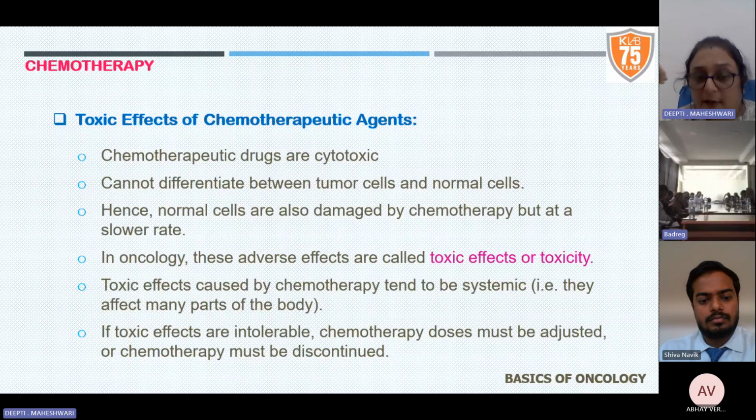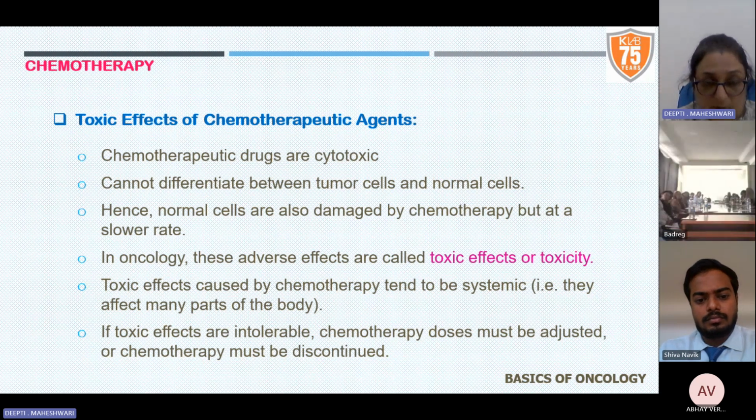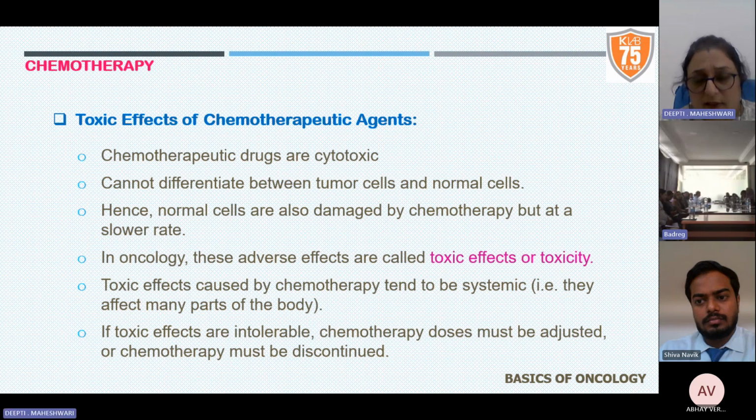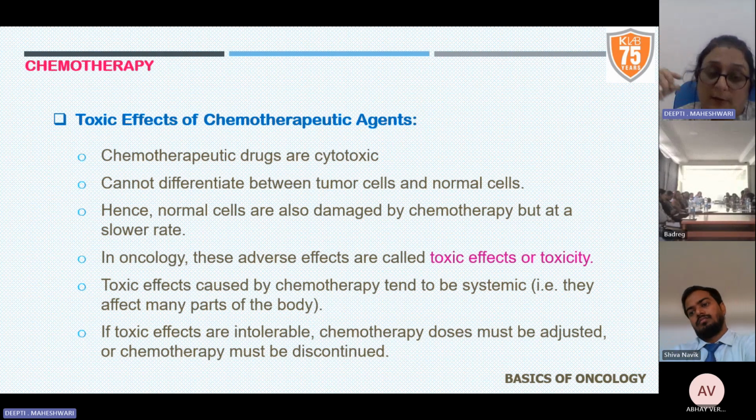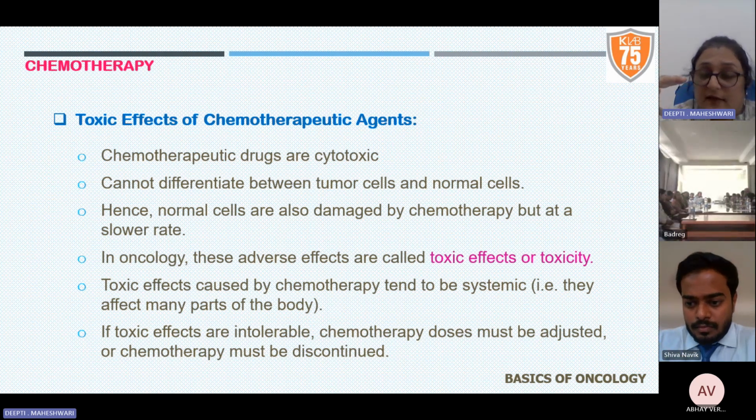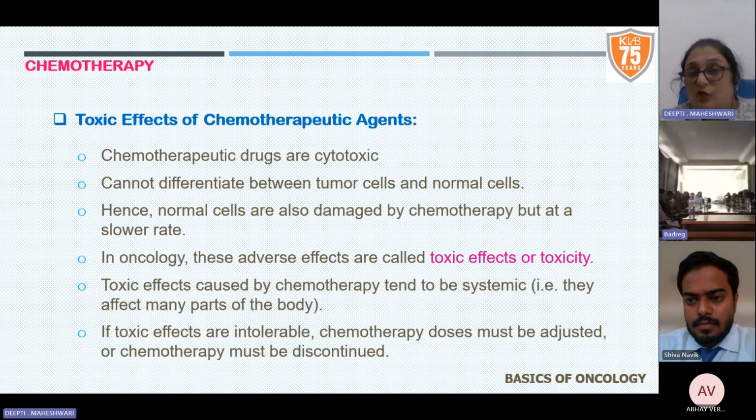If toxic effects are intolerable, chemotherapy doses must be adjusted or chemotherapy must be discontinued. The one thing good about chemotherapy is, though the side effects will be seen all across the body if the chemotherapeutic drug is systemic in nature, if the patient who's taking chemotherapy finds that the side effects are more, if the patient is suffering from severe diarrhea or severe nausea and vomiting, then the dose has to be adjusted. So what do you mean by dose adjustment? The dose which was recommended has to be reduced.